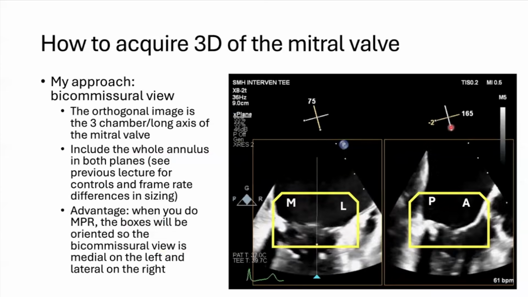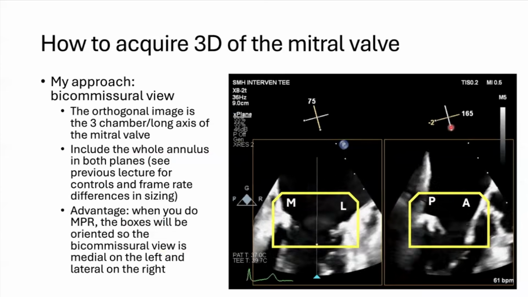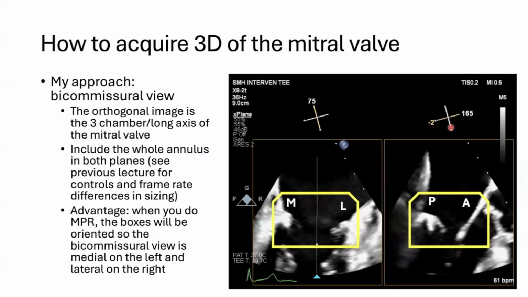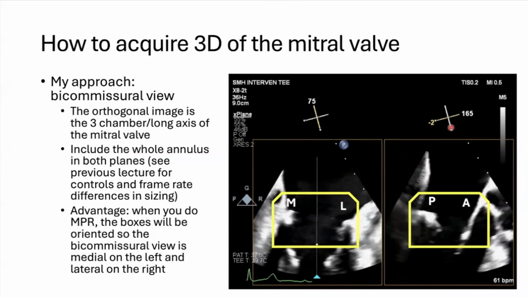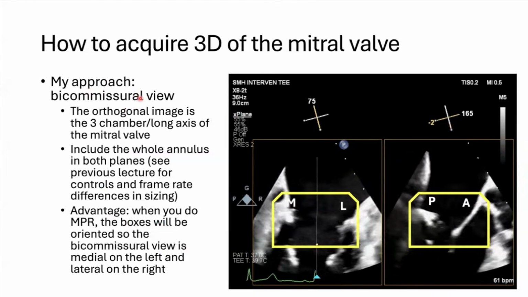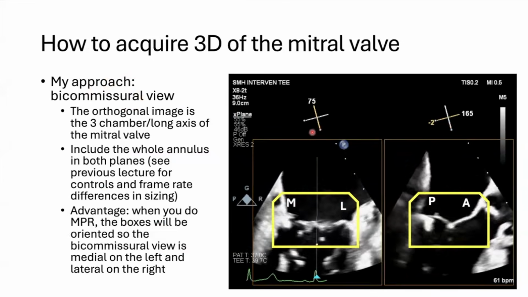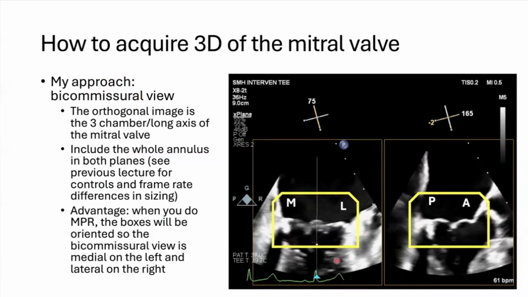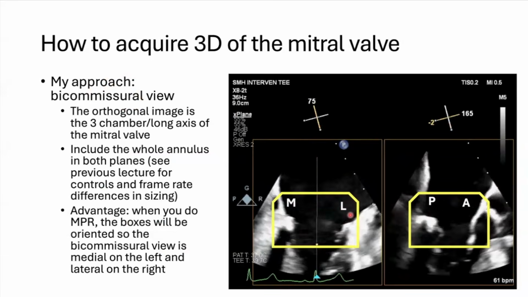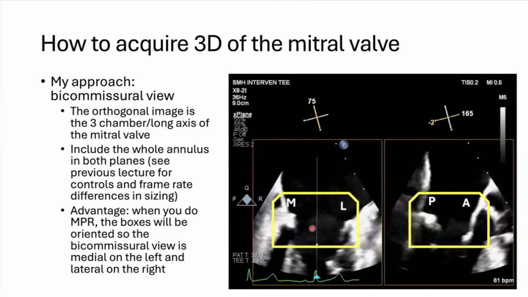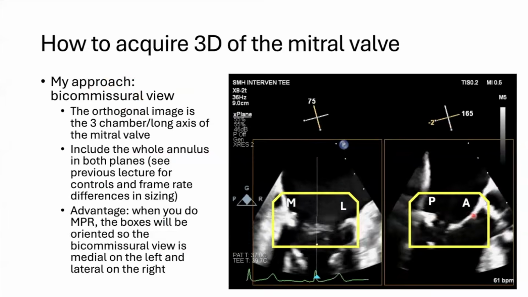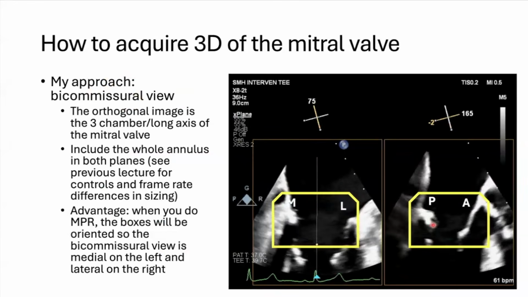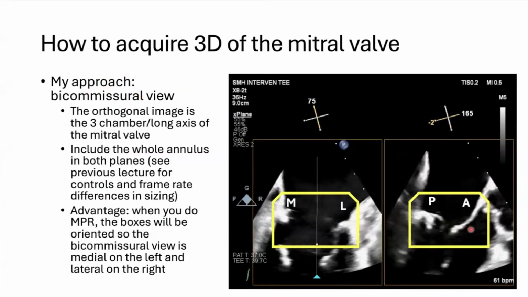So we talked a lot about the mitral valve in the last session, and we're going to build on that. So how do you acquire 3D of the mitral valve? We already alluded to that. My approach is to acquire it from the bicommissural view. This is usually at like 60 to 80 degrees. You see both papillary muscles here. You see the medial commissure, the lateral commissure, and the orthogonal image to that will produce the anterior-posterior plane, where you see the posterior leaflet here, and then the anterior leaflet closer to the aorta.